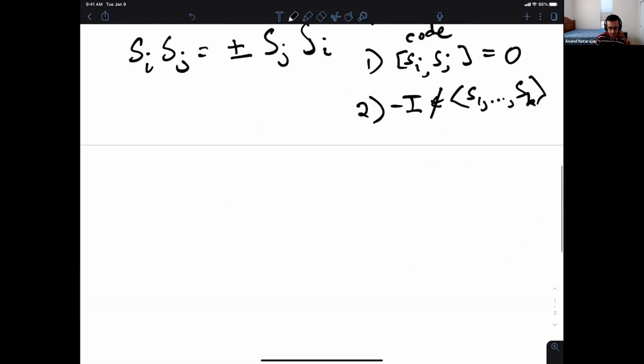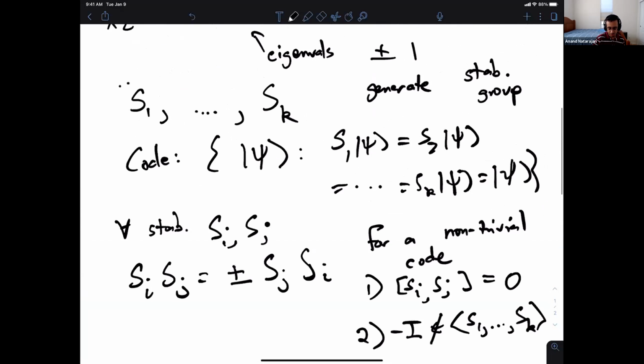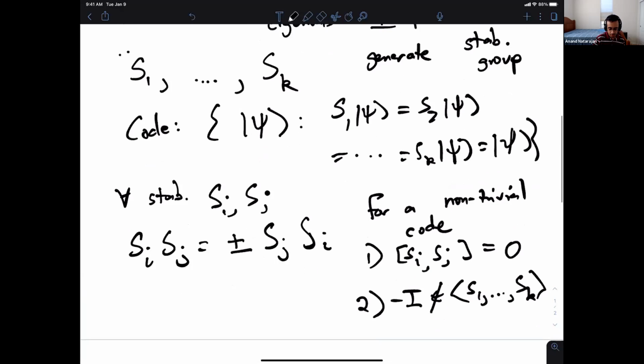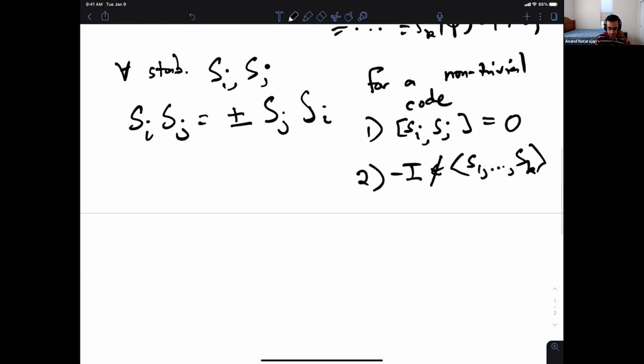So how does this relate to the notion of error correction? Well, here's sort of how. You could ask, how am I going to do error correction if I have a set of stabilizers, S1 up to SK? First of all, let's just imagine that I'm working on n qubits.